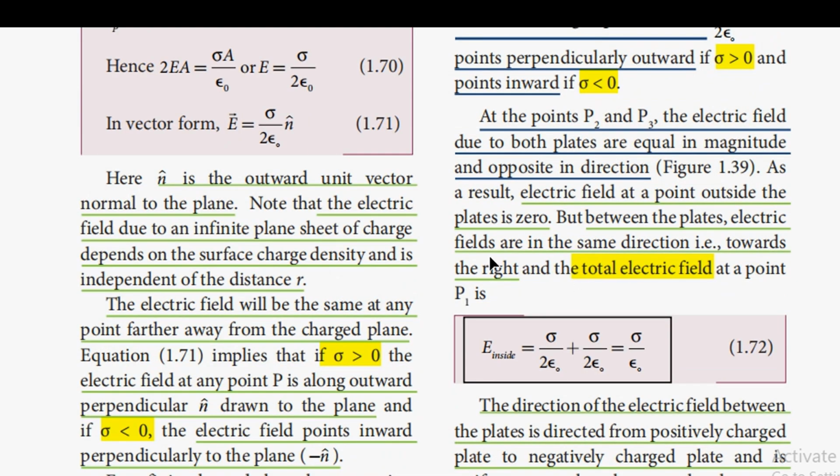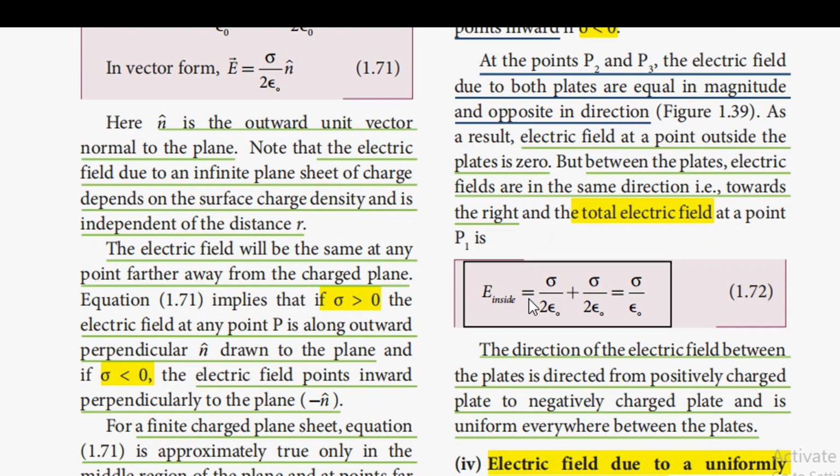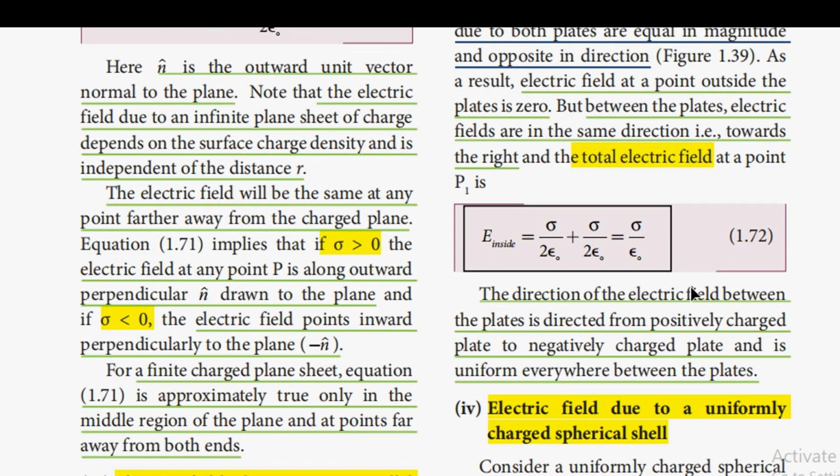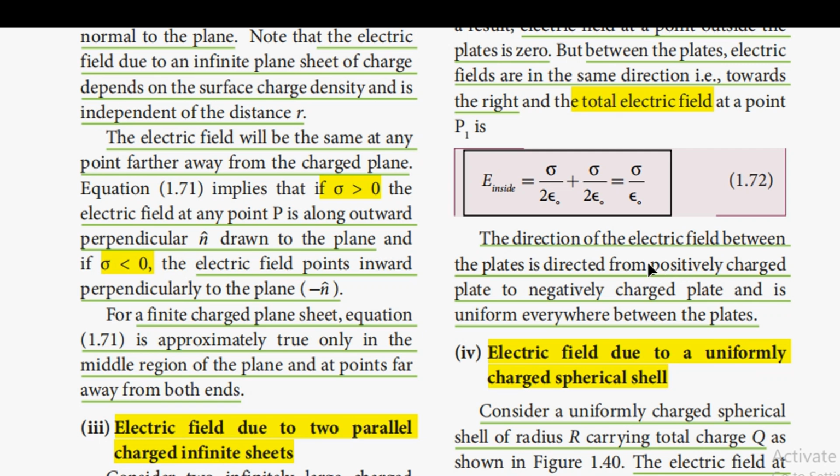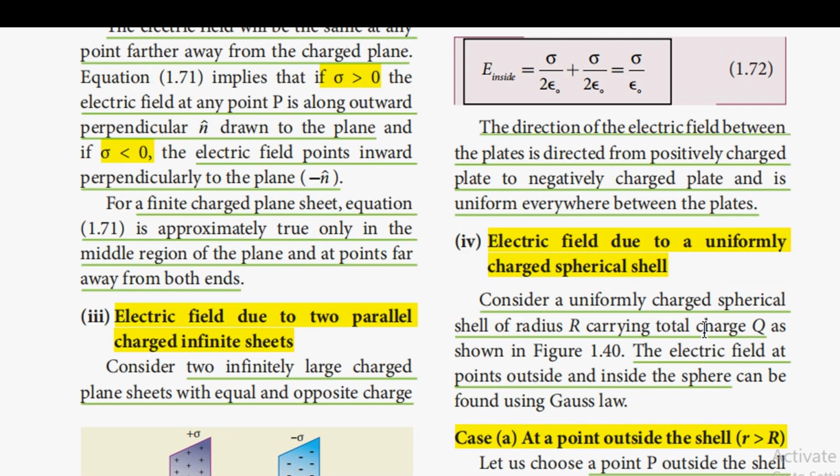the electric fields are in the same direction, that is towards the right, and the total electric field at a point P1 is given by E inside equals sigma by 2 epsilon naught plus sigma by 2 epsilon naught, that's given by sigma by epsilon naught. So the direction of the electric field between the plates is from the positively charged plate to the negatively charged plate and is uniform everywhere between the plates.